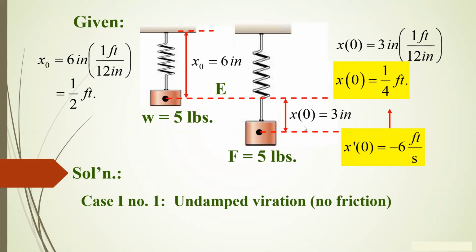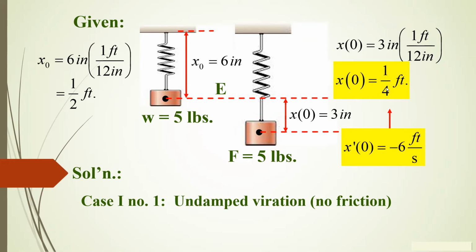X at time 0 is at time 0, where did you put it? It was initially pulled down, right, a distance of 3 inches. So since it's lowered, it's positive 3. Now, it's in inches. Let's convert that to feet. 1/4 foot.